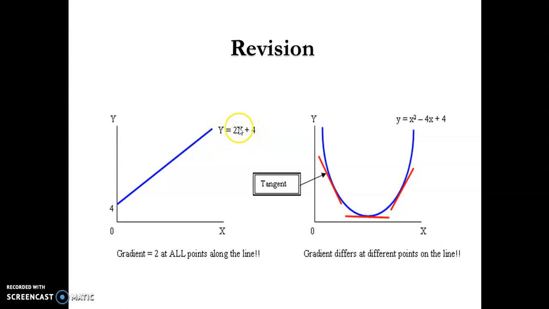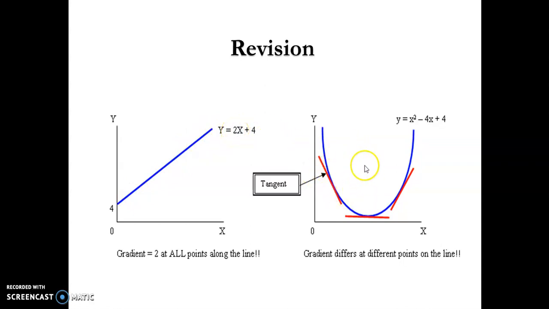M, in this case, which is equal to 2, represents your slope or the gradient of this function. And 4 represents your vertical intercept or the constant of this function. So by seeing that the gradient is 2, we can see that it is constant all along this line. For all points along this line, the gradient is always equal to 2.